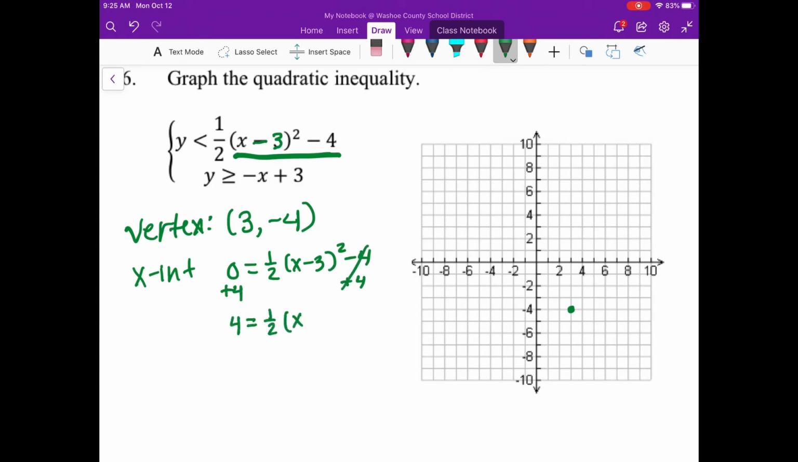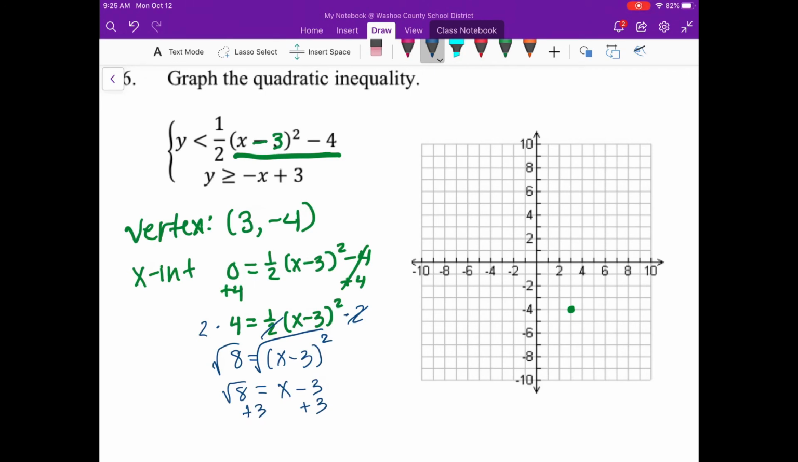That gives me 4 equals 1/2 (x minus 3) squared. To get rid of this 1/2, I'm going to multiply the whole thing by 2. That's going to get rid of the denominator. So I get 8 equals (x minus 3) squared. Then I'm going to take the square root of both sides to get rid of the squared. When I take the square root, I am going to get square root of 8 here, and then this just becomes x minus 3. So I'm going to add 3 to both sides.